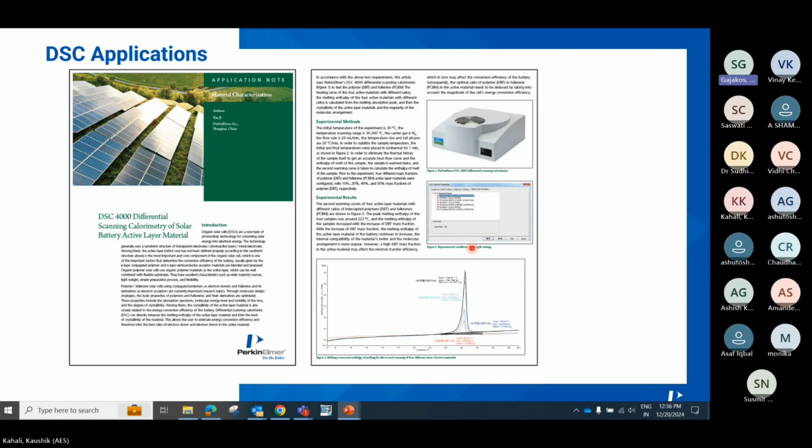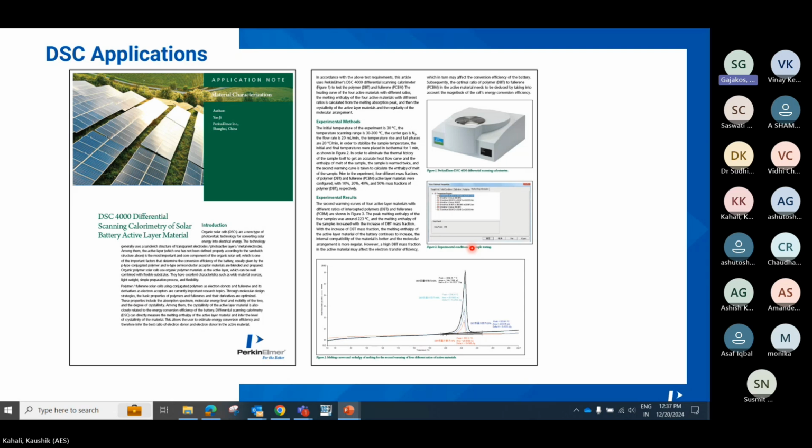So through molecular design or strategies, the basic properties of the polymer and the fullerenes and their derivatives need to be optimized, because one is the electron donor and one is the electron acceptor. So their properties should be thoroughly examined before they go into production. They have to look for a proper percentage of these two materials to work properly.